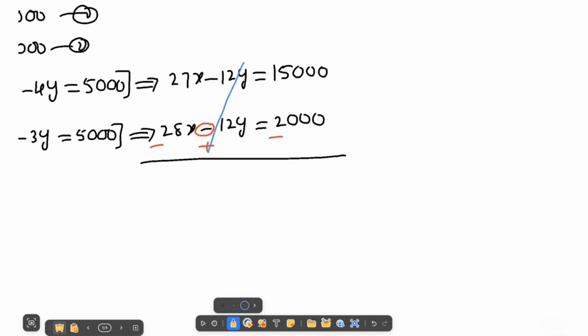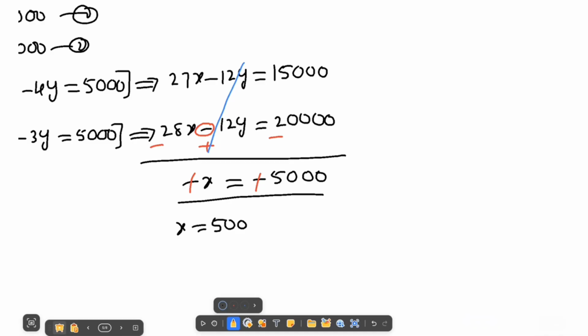Now here 27x minus 28x, so that will be equals to minus x equals to 15,000 minus 20,000 on the right side. Sorry, this is 20,000, right? So 15,000 minus 20,000 is equals to minus 5,000. So here minus minus gets cancelled on both the sides. So we will get x is equals to 5,000. So here we get x value 5,000.